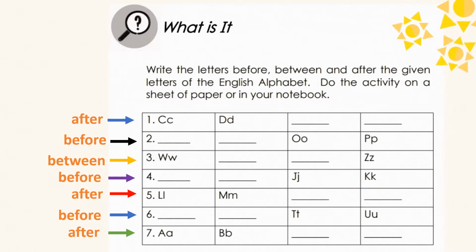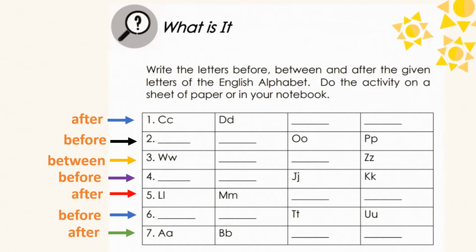Number 2, blank, blank, O, P. What are the two letters that come before O? Write it on your notebook. Number 3, W, blank, blank, Z. What are the two letters that come in between W and Z? Write it on your notebook.